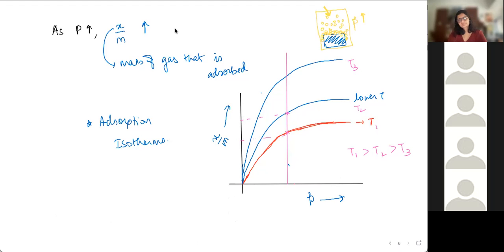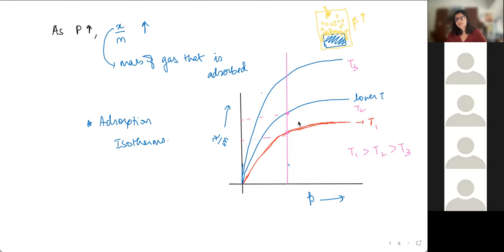Ma'am, could you repeat the interpretation of the graph? See, as pressure increases, the amount of substance adsorbed also increases. It's not a linear increase. Initially, at lower pressures, it's pretty steep, and at extremely high pressures, it kind of runs into a constant. So we'll learn what it means in a bit. And each of these graphs is at constant temperature, which is why they're isotherms.